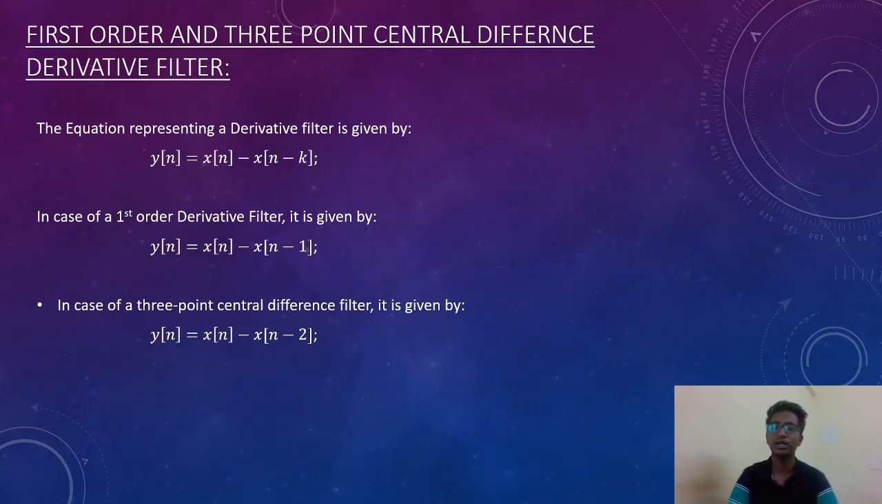And for first order and 3-point central difference, as I explained, the equation itself speaks: y of n is equal to x of n minus x of n minus k. We are just taking the difference. For first order derivative, it is x of n minus x of n minus 1, which is basically the slope, and for 3-point central difference, y of n is equal to x of n minus x of n minus 2.